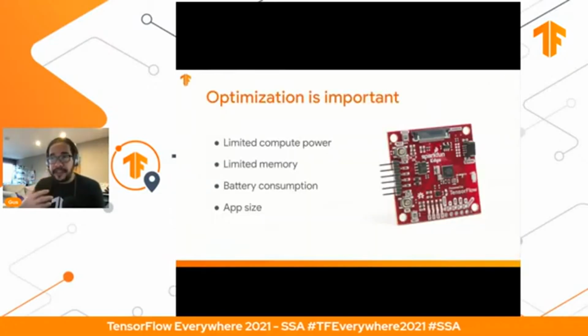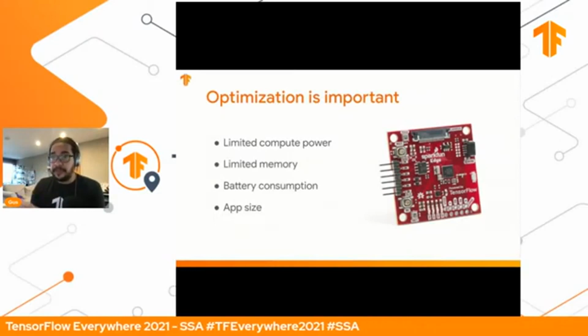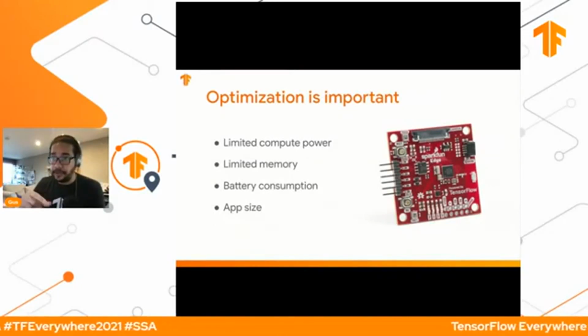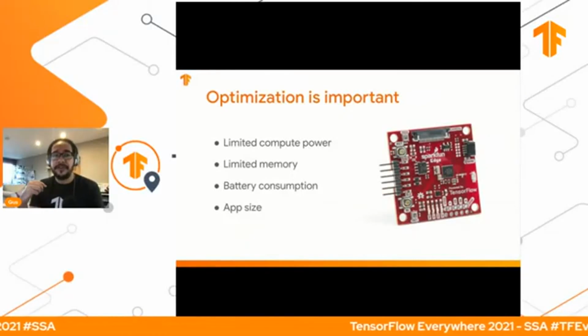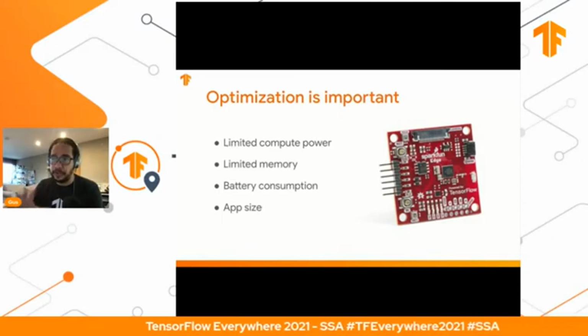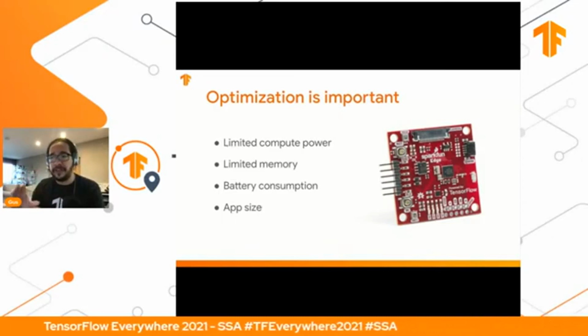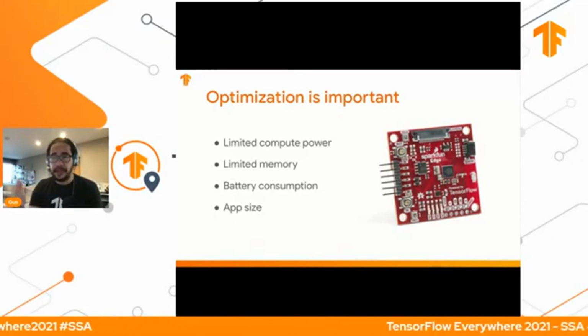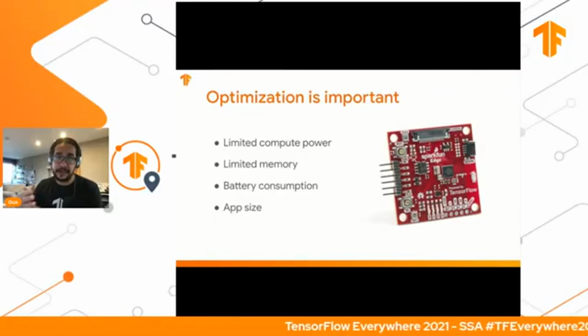So let's take a look at that. First of all, optimizing your model is very, very important. The same model that runs on a server might not work at all on a phone. And we are going to see some examples here. Because first of all, you have limited compute power. No matter how amazing your new phone is, it's still not as fast as a server, right? That makes a lot of sense. You don't have that much memory. Same thing. No matter how advanced it is, it's not the same as a server.